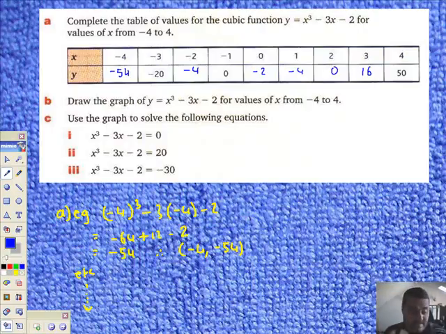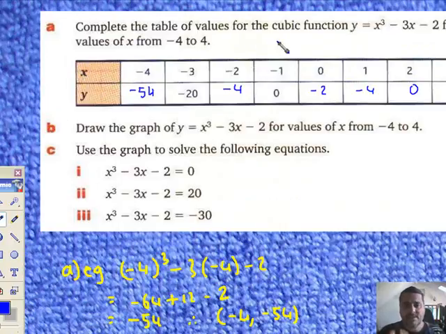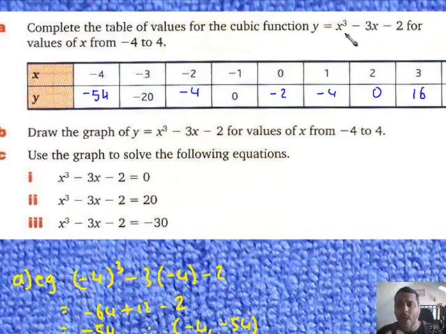Chapter 21, Assess Continued. This is question 7. Copy the table of values. No, I'm just going to work them out and shove it in there. For the cubic function y equals x cubed minus 3x minus 2, for all the values of x from minus 4 to 4. So here we go.